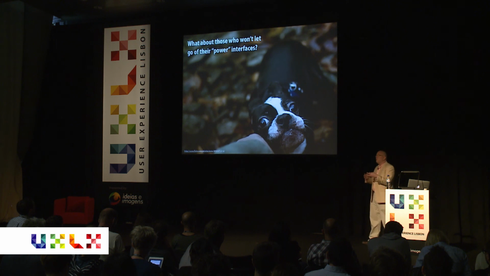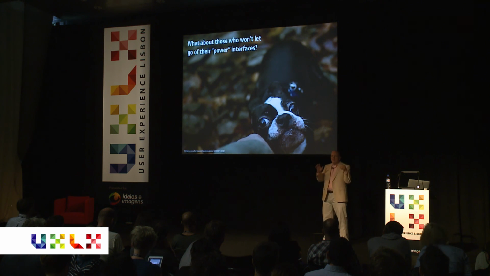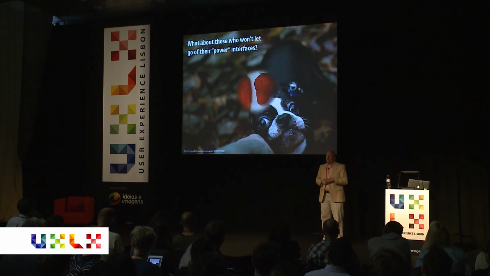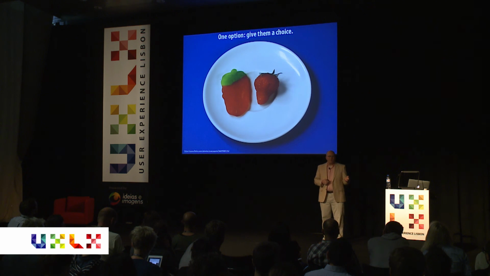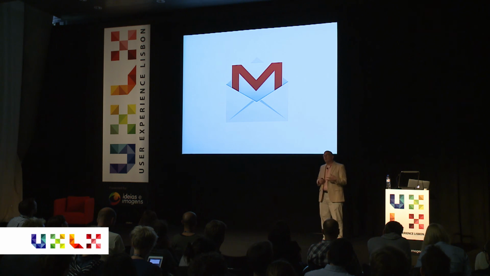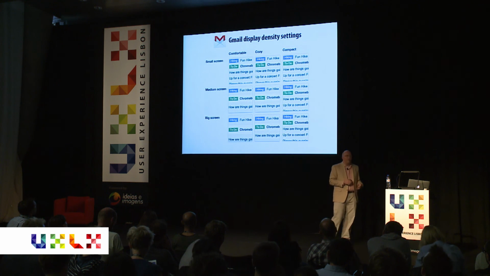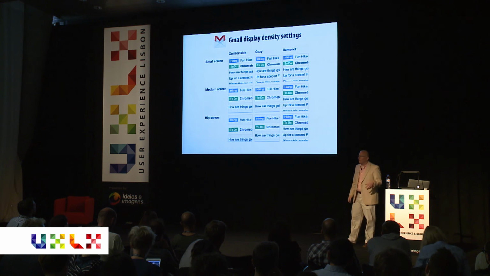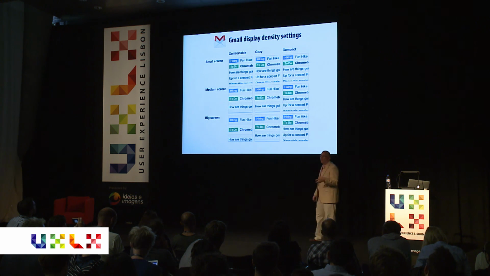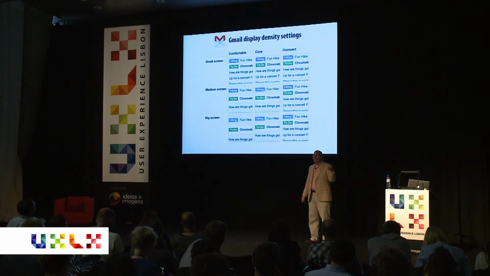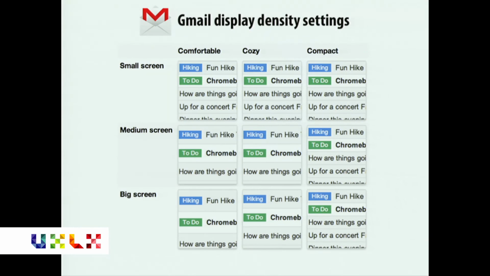What do we do about these people who have their power interfaces and really want that desktop power interface? I think one option is that we give them choice. And I look to an example from Gmail as a way that this might work out. Gmail has display density controls. By default, you've got a comfortable display density, and then you've got compact, and you've got other options. Now, comfortable is really touch-friendly, but it's not called the touch-friendly interface. You can select comfortable, and if you're on a touch laptop, you could actually select compact if you wanted to be able to see more information on the display.